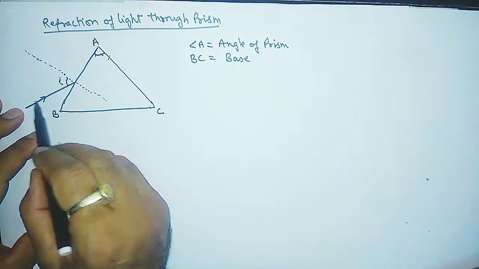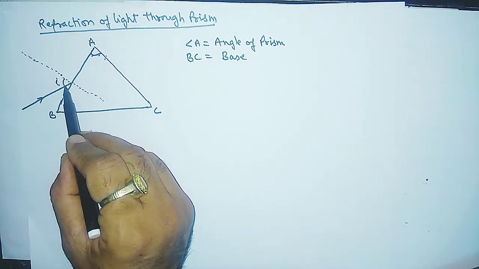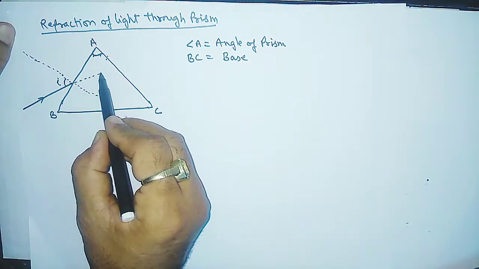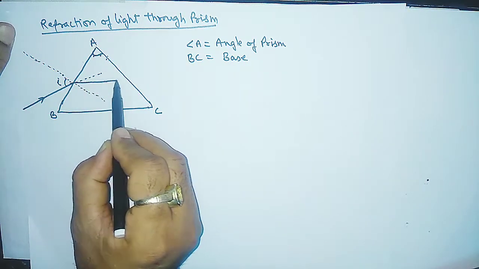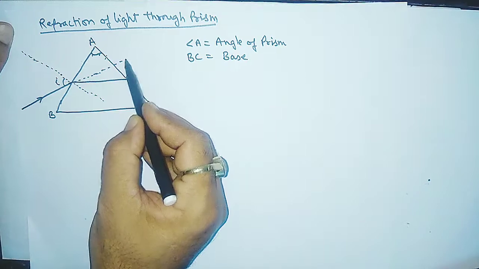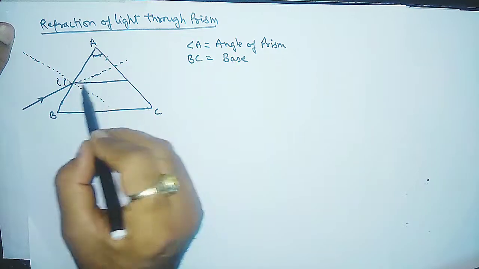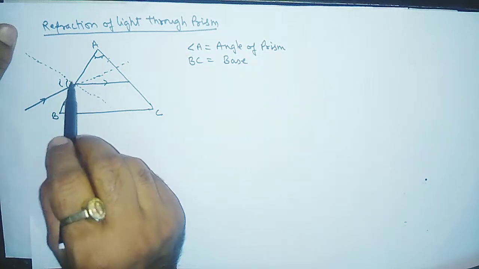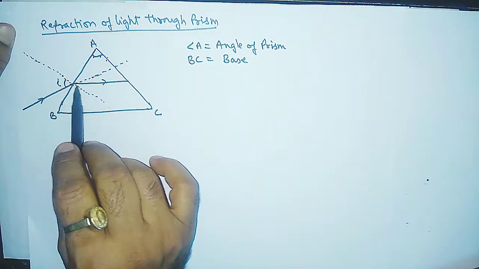Now the ray has to come from rarer to denser medium. It means the ray has to enter the glass, the denser medium. So instead of going straight, it will deviate towards the normal. It was going like this, but now it is deviating towards the normal. Now in the glass, the medium is not changing, so it is always a straight line.